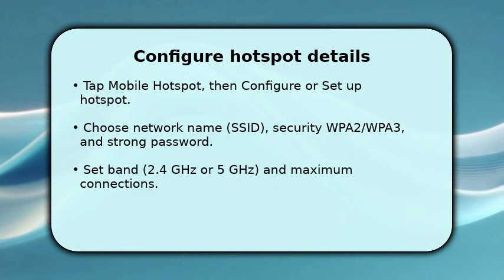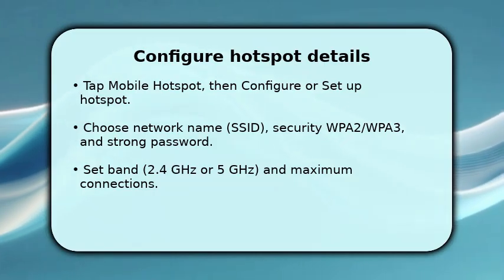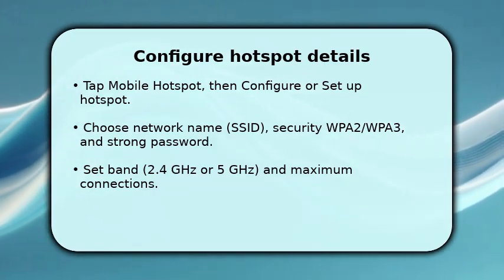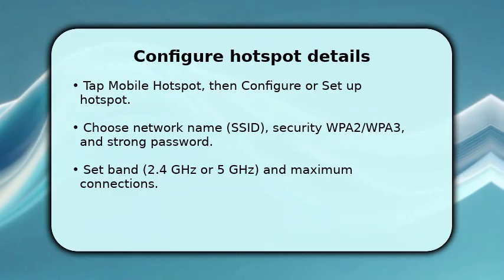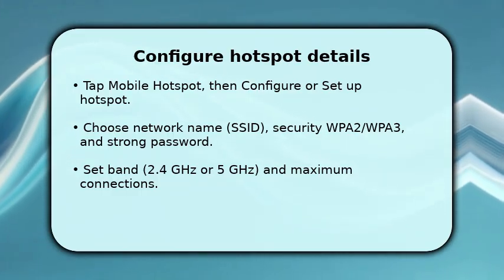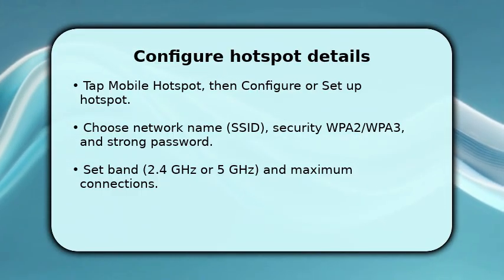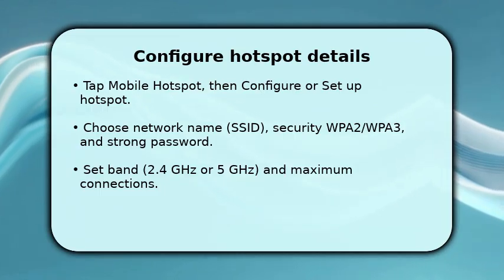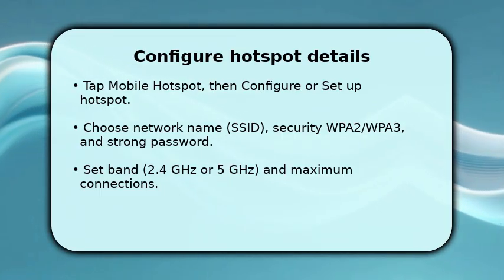Now configure the hotspot so devices can connect securely and reliably. Tap Configure or Set up Hotspot to name your network and pick WPA2 or WPA3 for encryption. You want privacy and compatibility. Enter a strong password so strangers can't use your data.